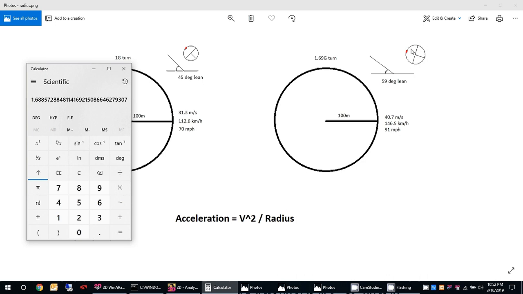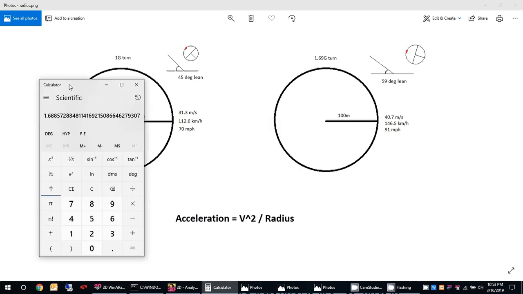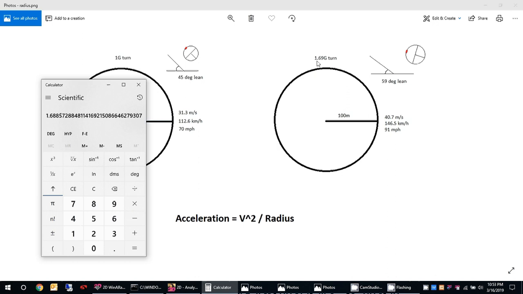And of course, look at our nice little steering wheel here. We have to turn it more. Actually, that's wrong. In a car, we wouldn't actually need to turn it more. We turn just exactly the same. So my bad there. So how did I come up with these numbers? How did I know that 1.69 G's is a 59-degree lean angle? How did I know that 1 lateral G is a 45-degree lean angle?